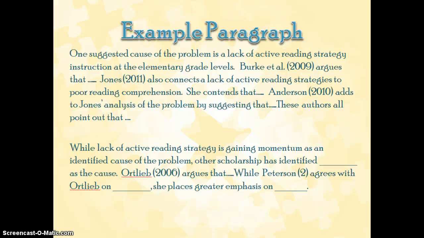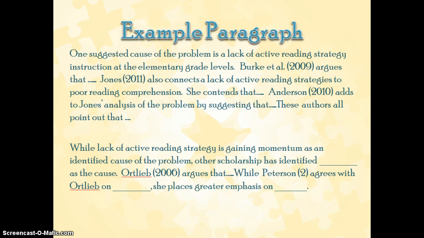So one suggested cause of the problem is a lack of active reading strategy instruction at the elementary grade levels. So I'm identifying my first cause that I'm going to talk about. Burke et al. argues that, and then I would go into detail about what Burke says about the cause. Then I might switch and say that Jones also connects a lack of active reading strategy to poor reading comprehension. So I've made a connection between Burke and Jones. She contends that, so then I go into more detail. Anderson adds to that analysis, so again, I'm making another connection by suggesting that, and then summarizing that these authors all point out that this is one of the primary causes of the problem.